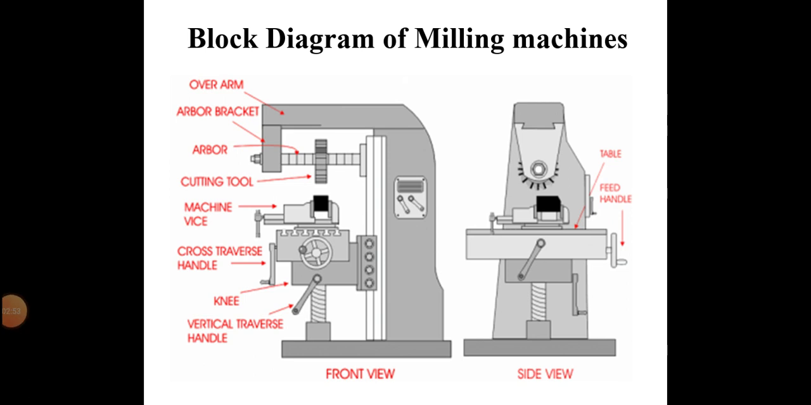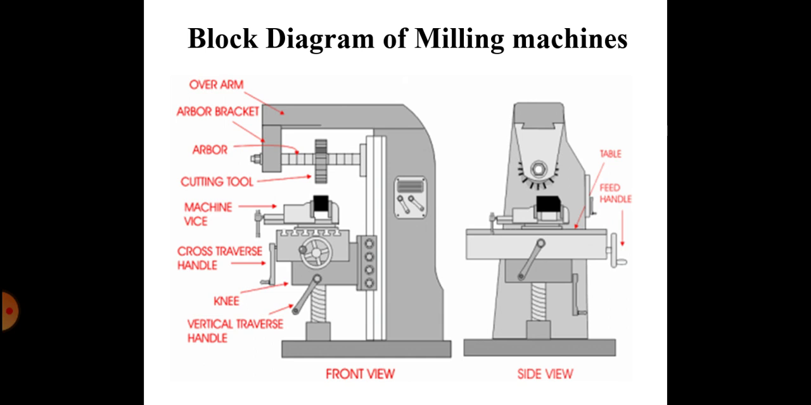Column. It is a supporting frame mounted on the base. The column is box shaped and contains the driving mechanism of the spindle as well as the table. The front side of the column has guide ways and slide ways to support the knee.